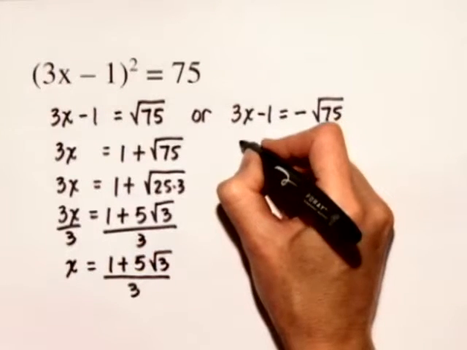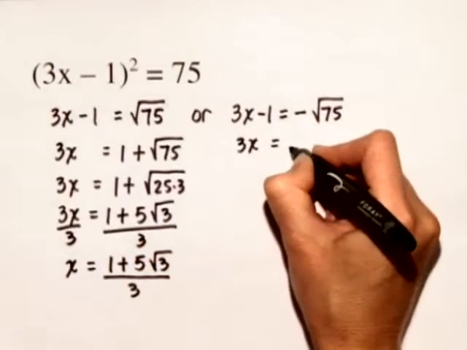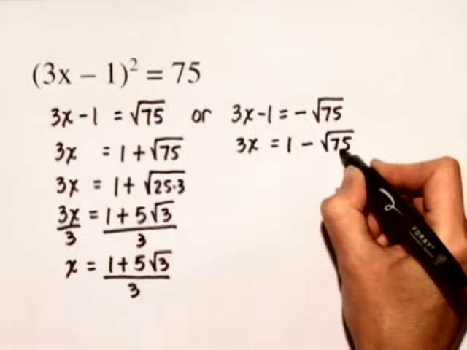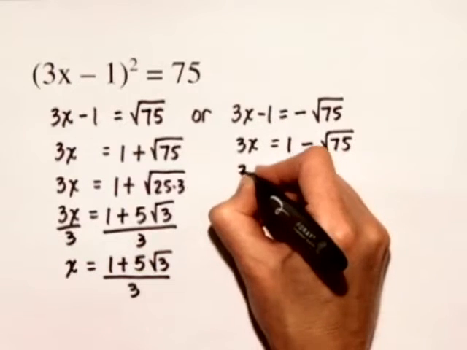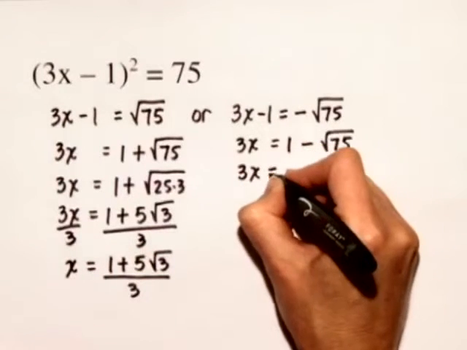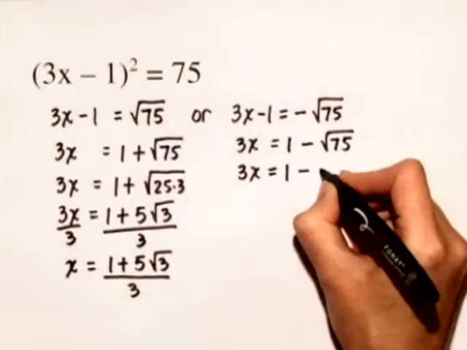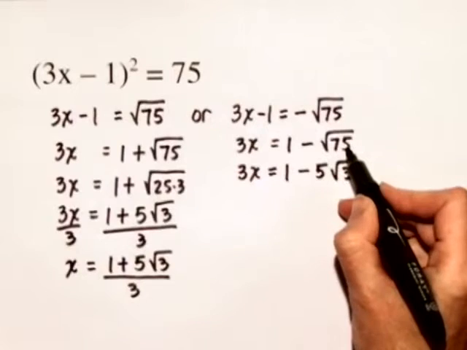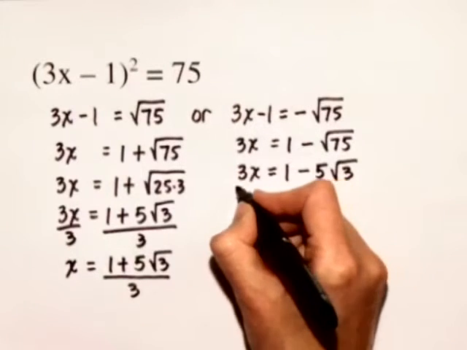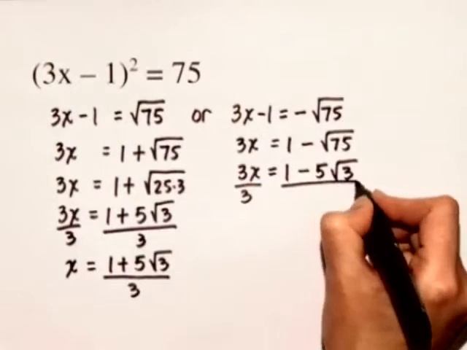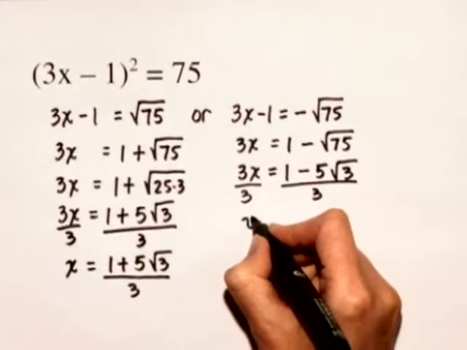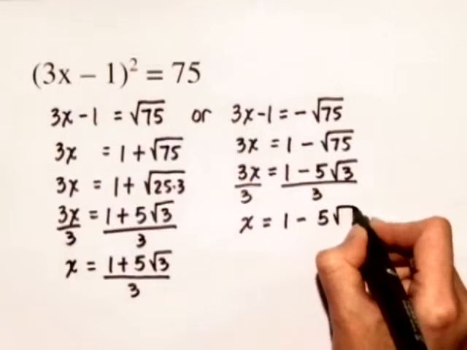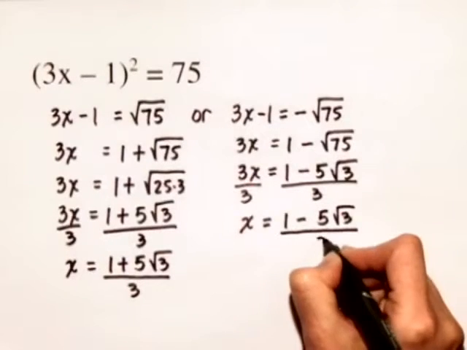We'll add 1 to both sides, and we have 3x is equal to 1 minus the square root of 75. Since we just simplified the square root of 75, we know this becomes 3x equals 1 minus 5 times the square root of 3, since 75 was just 25 times 3. And then we'll divide both sides of this equation by 3, and we'll end up with x equals 1 minus 5 times the square root of 3 over 3.